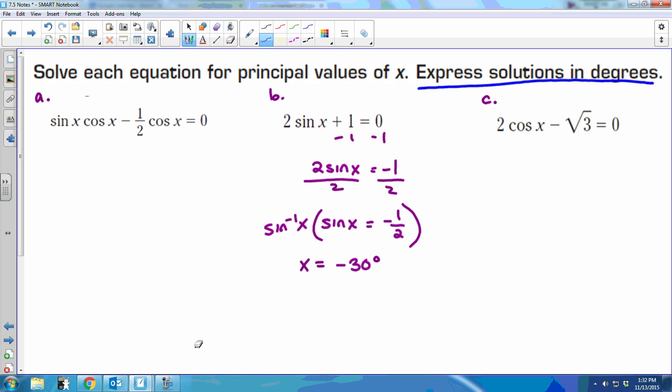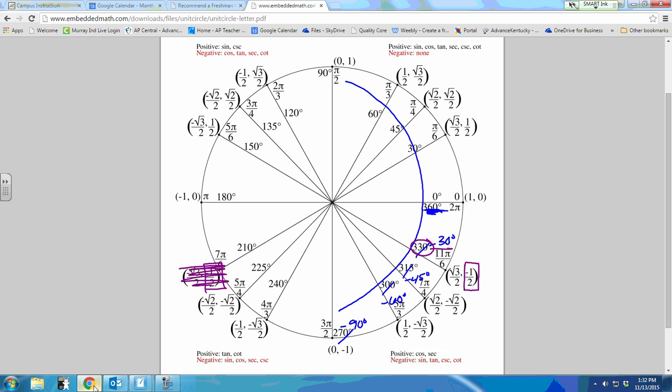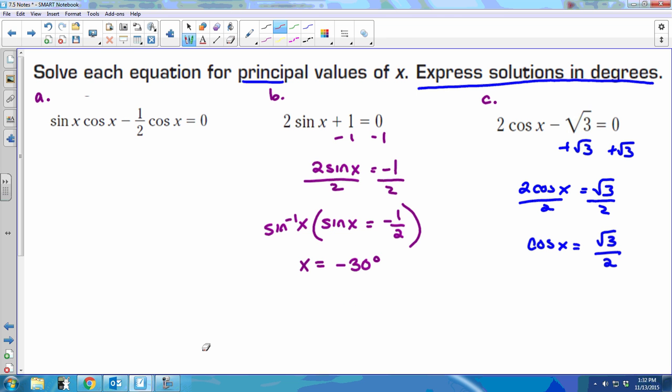That's pretty much the premise for every single one of these questions. For the next one, we add the square root of 3 and we divide by 2. So cosine x equals the square root of 3 over 2. Again, we go to the unit circle, principal values though. We're looking for where cosine is the square root of 3 over 2. Cosine is the top half of the unit circle. So cosine is the square root of 3 over 2 at 30 degrees. I'm going to stop referencing the unit circle because you guys have one on your desk, but just so you know, that's what we're looking at to find all of these solutions.